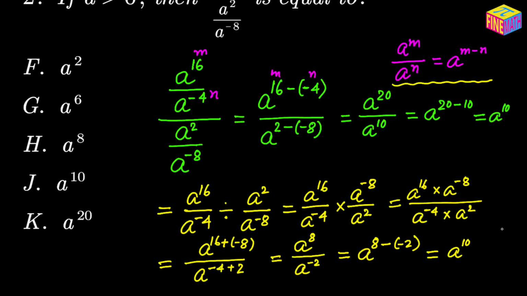So in both cases we got the same answer, right? Here we got a to the power 10, and here also we got a to the power 10. So really it doesn't matter which way you solve. You can solve it whatever way you are comfortable with. So now what is the correct answer option here? Well, we have a to the power 10 under option number J. So J is the correct answer right here. I'm putting a double tick mark there. So J is the correct option.